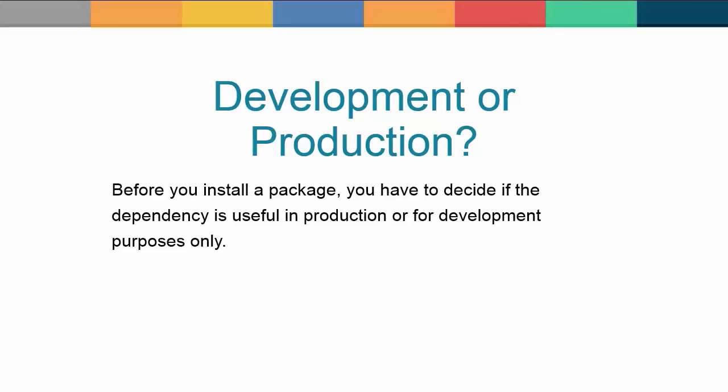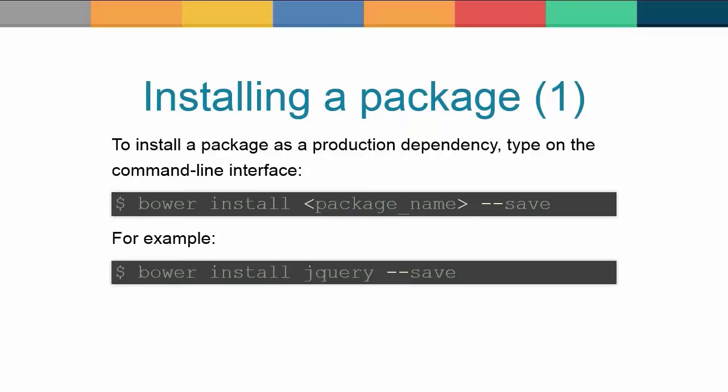Before you install a package, you have to decide if the dependency is useful in production or for development purposes only. To install a package as a production dependency, type on the command line interface bower install the package name --save. For example, bower install jQuery --save. This command creates a folder called bower_components, downloads the package required, in this case jQuery, and places it inside the folder. It also updates the bower.json file by adding the package in the dependencies section.